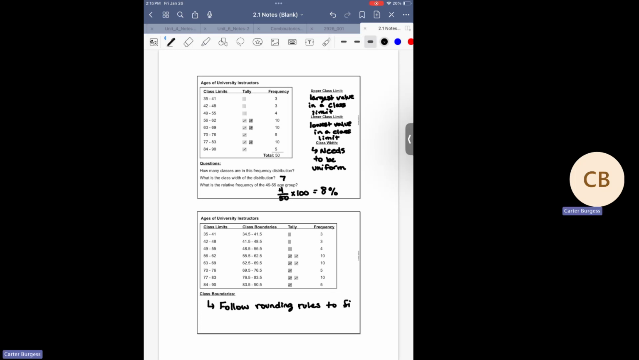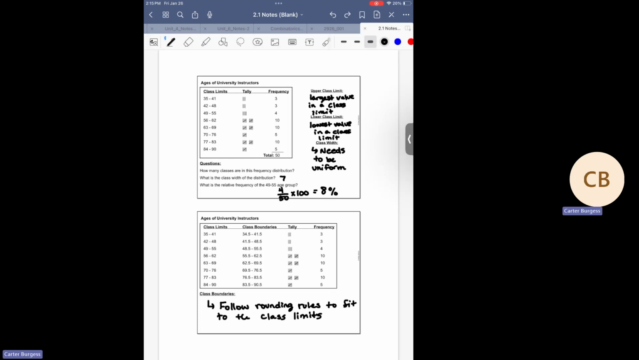to fit to the class limits. So for instance, if we get 34.6, that goes in our first class because it rounds up to 35. If we got 76.4, that would go in our 70 to 76 class limit because it rounds down to 76.